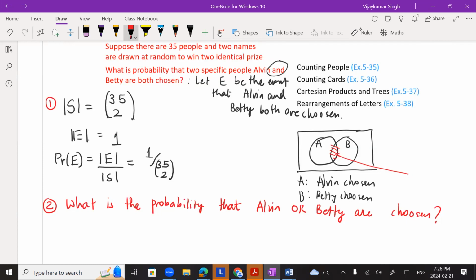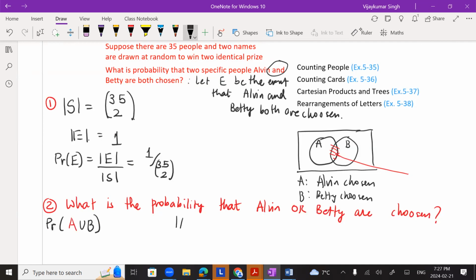In that case, what are we looking for? Let A be the event that Alvin is chosen, B be the event that Betty is chosen, right? So it's going to be A union B. This is the probability we are looking for. We agree? Yeah.